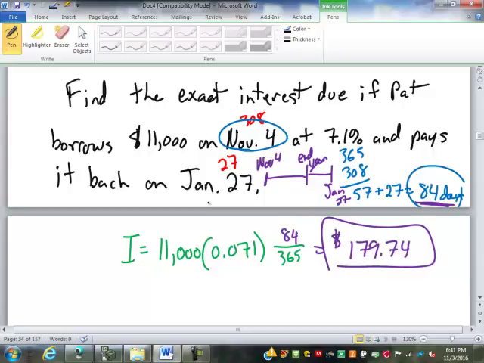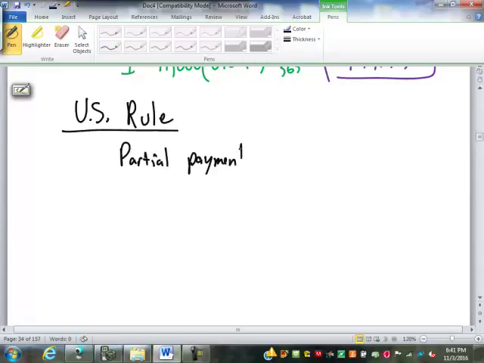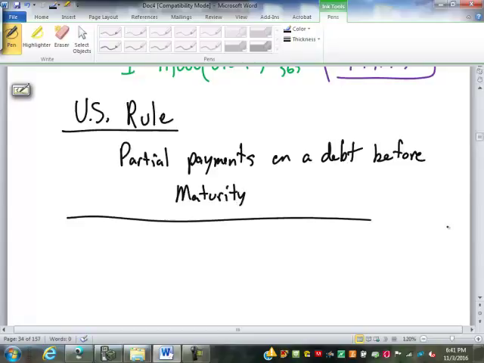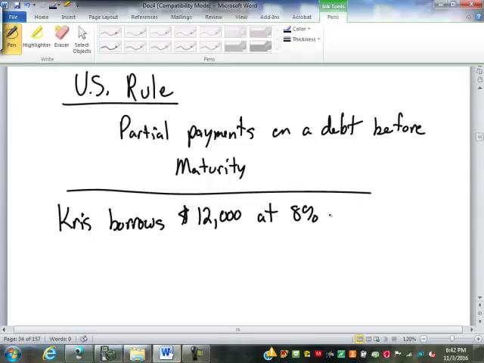What we're going to look at next is something called the U.S. rule. The U.S. rule is for making partial payments on a debt before maturity. For example, let's say Chris borrows $12,000 at 8% for 90 days. This is done on simple interest.